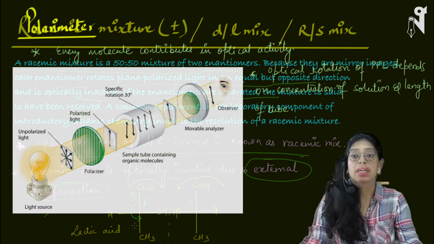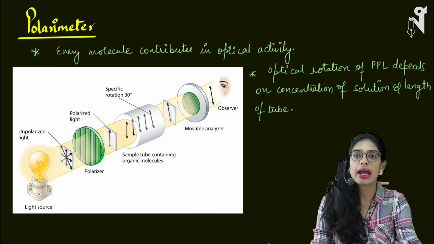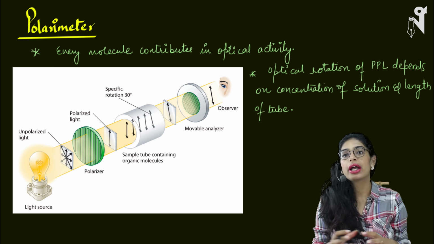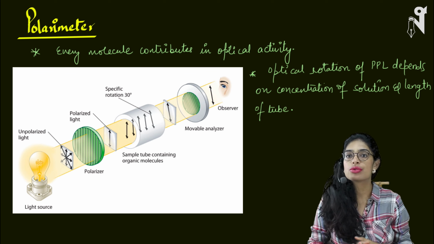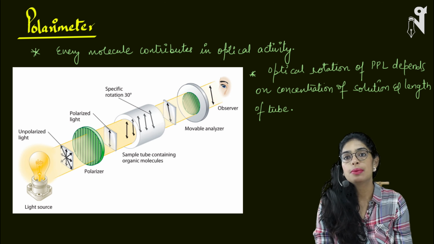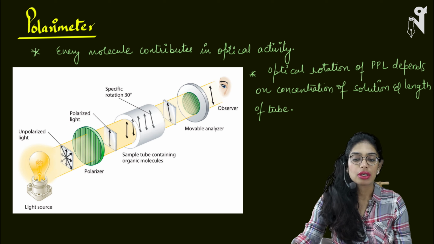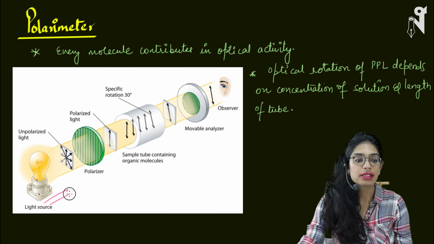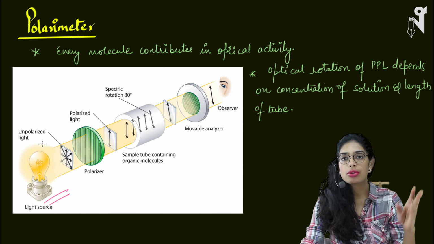Next, we'll talk about the polarimeter. Polarimeter, a slight introduction I had given when I started optical isomerism. And at that time, I told you that the apparatus we use to check the optical activity of the molecules, or you can say organic compounds, is the polarimeter. Here is how the whole setup is: we have a light source from where the light will come, and this light will be unpolarized light. So basically it will be moving in all the directions.